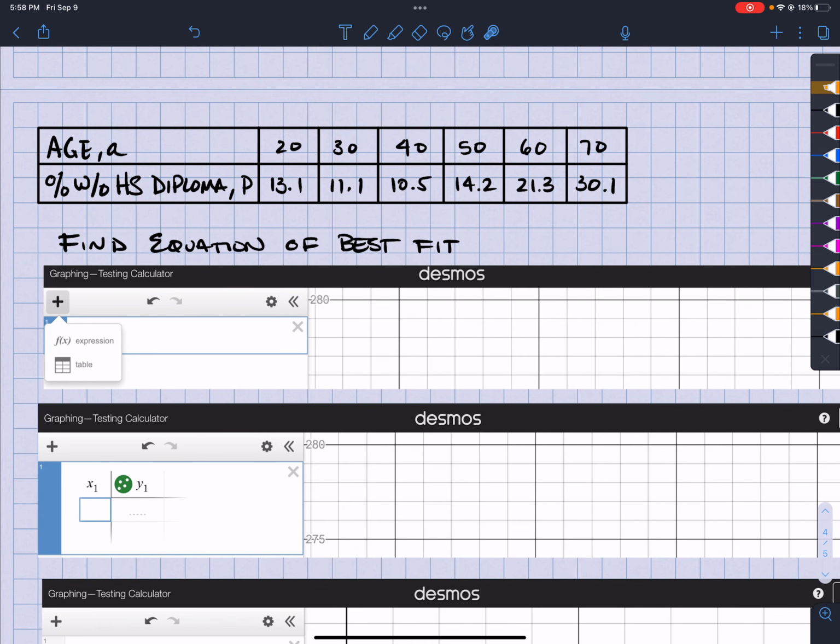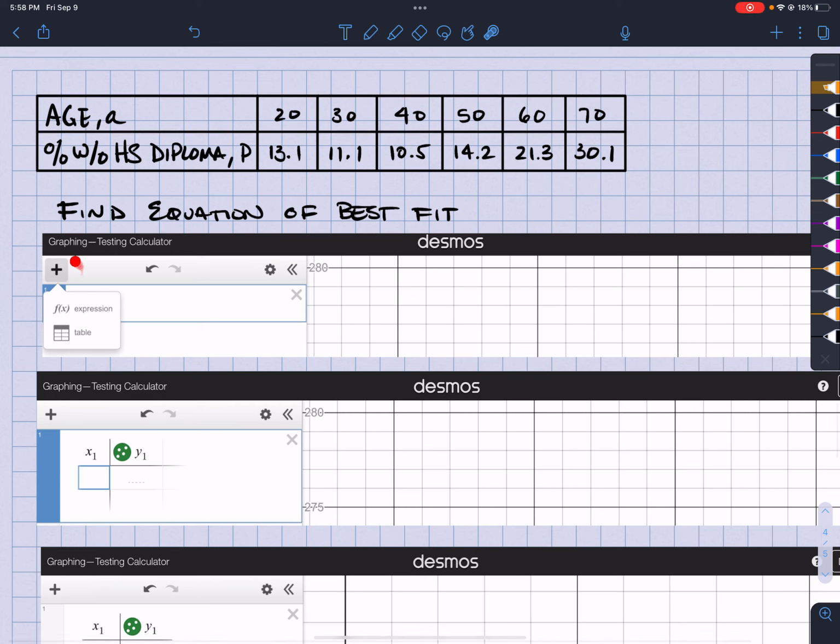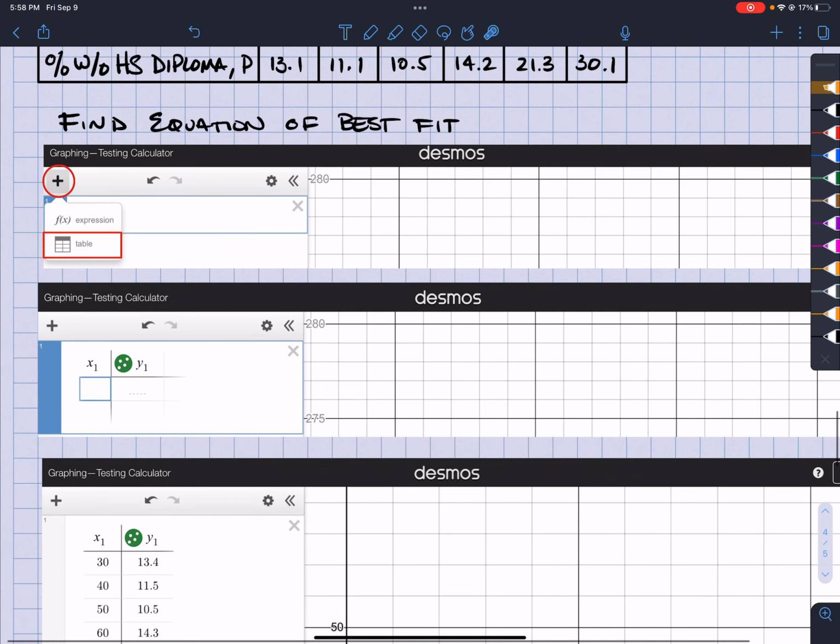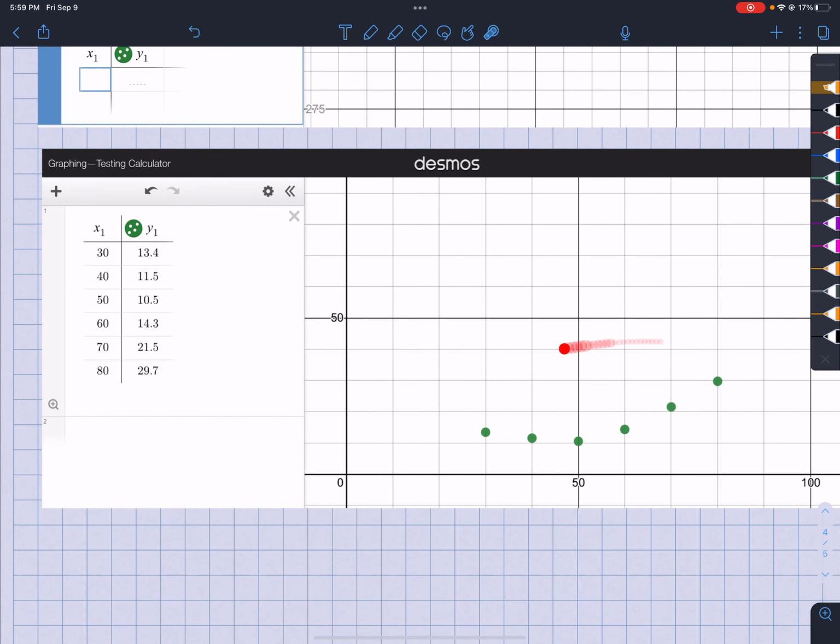So to plot these on Desmos, again, you'll go in the graphing calculator, hit the plus sign, hit table. So let me go ahead and circle those: plus sign, the table. And you will start a table and enter all of this data. So here's my x value, here's my y value, type those in. And it will graph all of those for you. Okay? So when you look at this, you can see that this is not very linear, right? It looks a little bit curved, right?